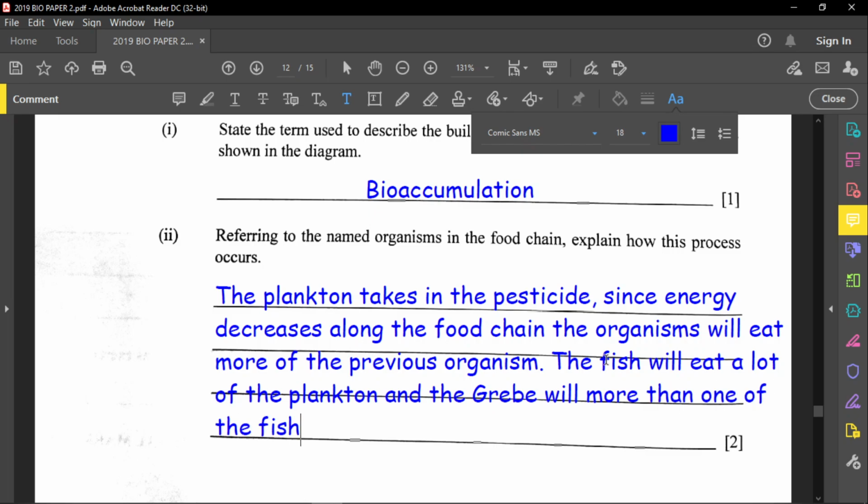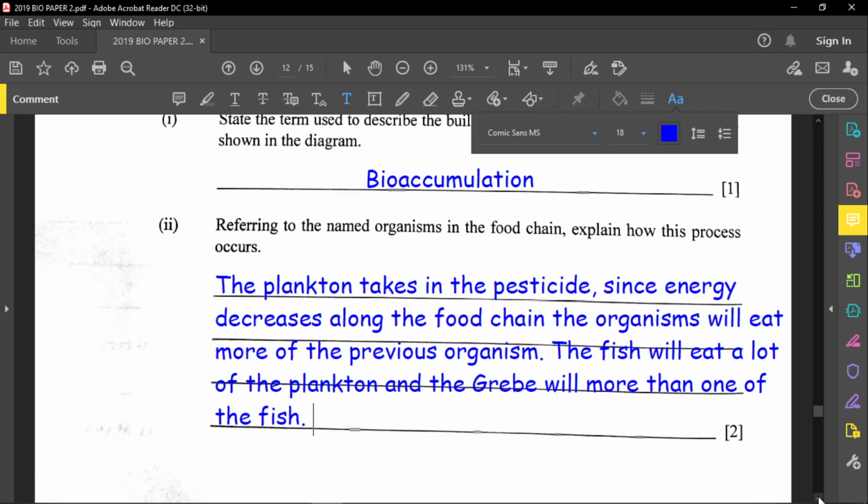Because of eating more and more, and the chemical is not decreasing, the chemical is actually building up. So the more you eat, the more the chemical builds up. And remember now, the larger organism will eat the smaller one in larger quantities. And eating them in large quantities will cause the toxin or the chemical to build up.